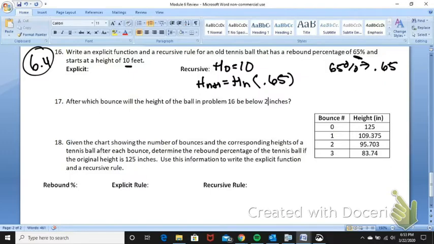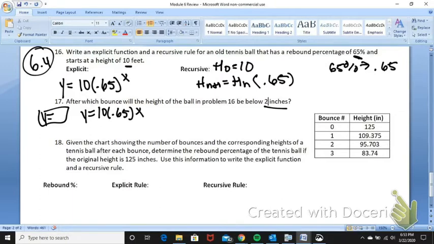Explicit rule, also pretty easy. We're going to have y equals our starting point right here times 0.65 to the x. So there you go. Those are the explicit and the recursive rule for that function. So now it wants to know in number 7 where it's going to be at 2 inches. If you remember how we do this, we go to y equals in your calculator and plug your explicit formula in.